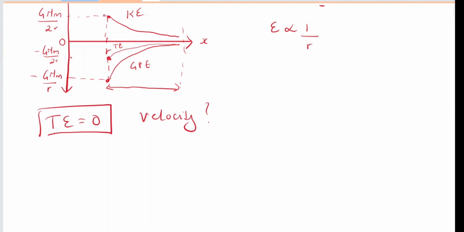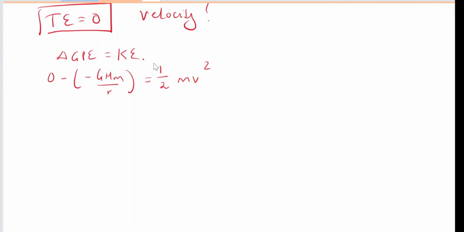And this effort is given by this kinetic energy. So you can say that the change in GPE is the work done or the effort put in by the kinetic energy. So change in GPE equals the kinetic energy. So how much kinetic energy do we have to provide? So the change in GPE is what? The final minus the initial. The final will be 0, and the initial one is represented by negative GMm over r equals the kinetic energy, which will be half mv square, right? Just the normal equations.